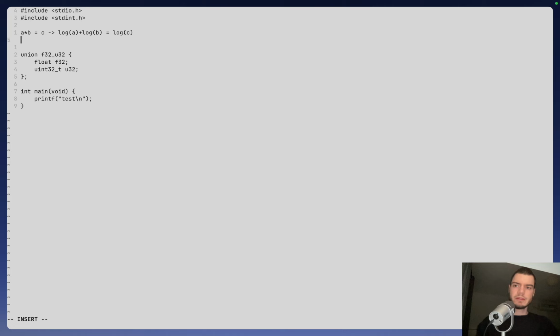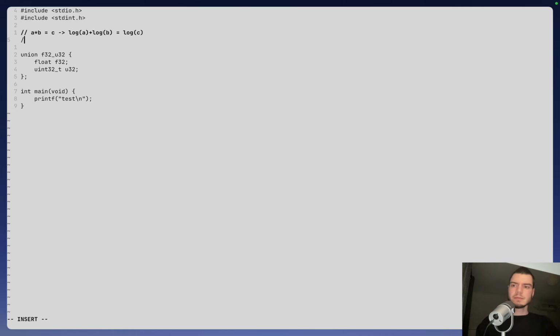For example, just to try this out, if we have 4 times 8 equals 32, if we take the log base 2, so 2 to the power of what equals 4, 8, or 32, 2 to the power of 2 is equal to 4. So we have 2 plus 3, because 2 to the power of 3 equals 8, equals 5. And that's correct. 2 to the power of 5 is equal to 32.